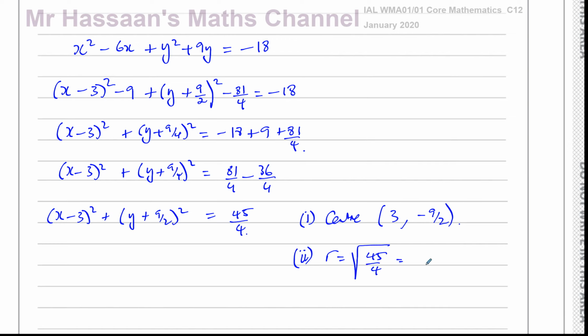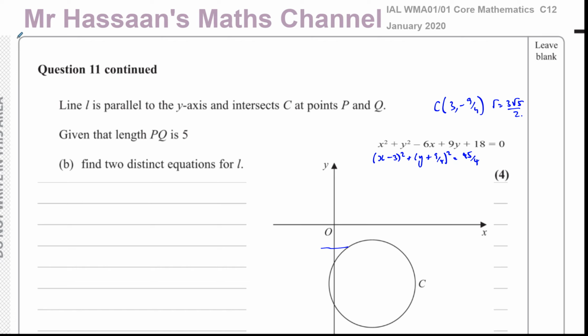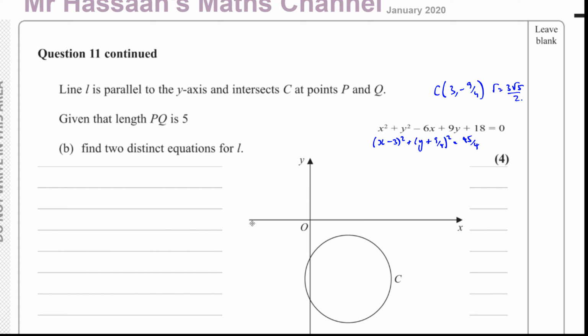Now for part B of the question. It says line L is parallel to the y-axis and intersects C at points P and Q. So here we have our circle, the diagram from the last page. And it tells us line L is parallel to the y-axis, so it's a vertical line that intersects C at the points P and Q. Given the length PQ is 5, find 2 distinct equations for L.